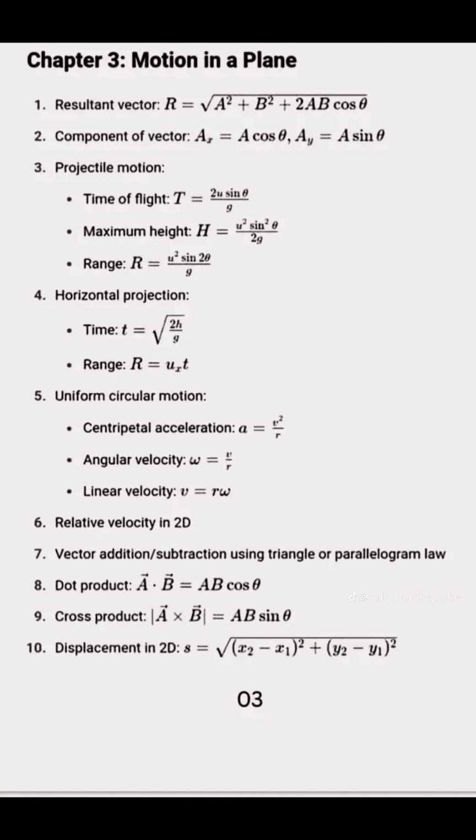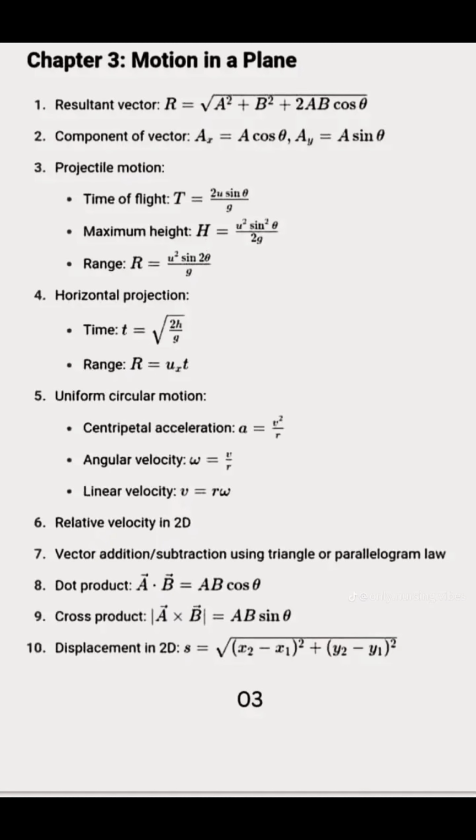Then after that comes motion in a plane, unit 3, in which we study the resolution of forces, vectors, addition of vectors, components of vectors, how we find the resultant vector, and projectile motion. As you know, I have given the lecture on projectile motion: time of flight, maximum height and range, and derivation of formulas. You can visit my channel for the details of this topic. And then horizontal projection, time, range, when time will be maximum, when time will be minimum, when range will be maximum, when range and height will be equal.